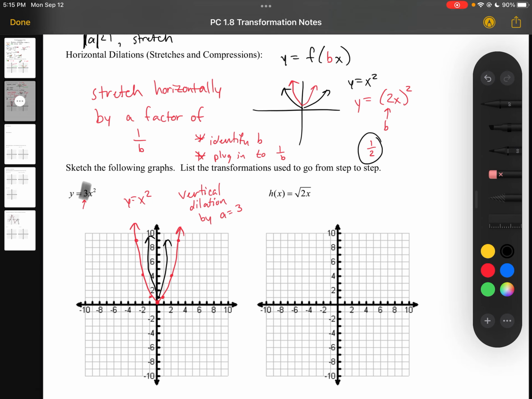In our second example, our square root example, our parent function is y equals the square root of x. And what we're going to see is, in this case, I'll have you take a moment to identify this here. What is our dilation happening here? Is it A? Is it B? Is it vertical? Is it horizontal? So go ahead and identify that now.